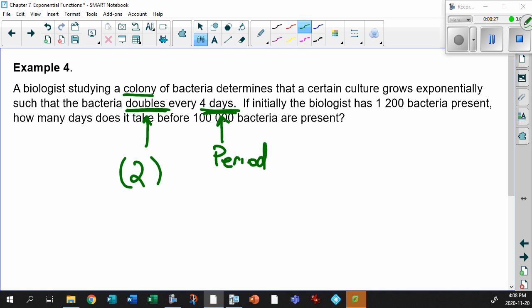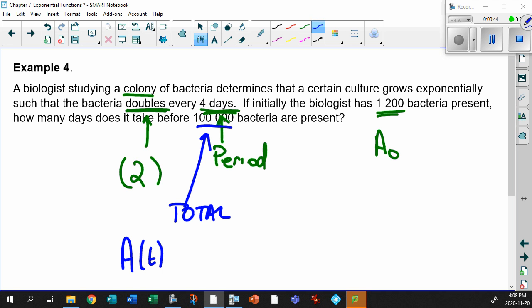Now, if it initially has 1,200 bacteria, so there's your A naught, and it says, well, how many days does it take before you get 100,000? Oh, there's your total. So let's go into a formula. The total amount of bacteria starts off with your initial amount times it's doubling, so we'll put the 2 in right now, T over the period, which happens to be 4 days.